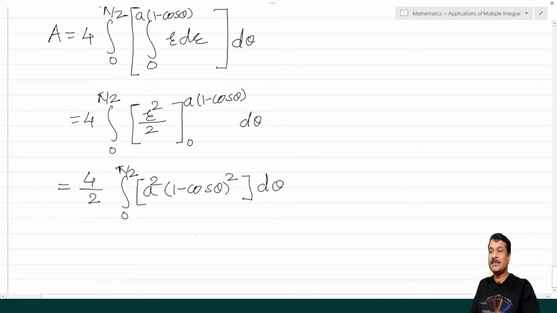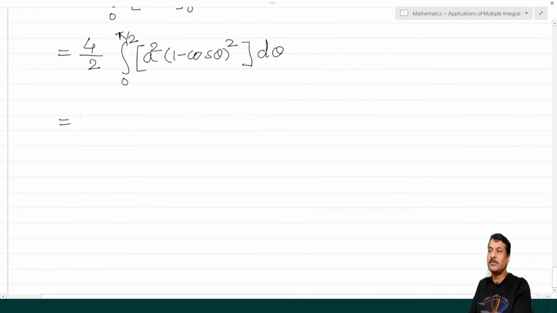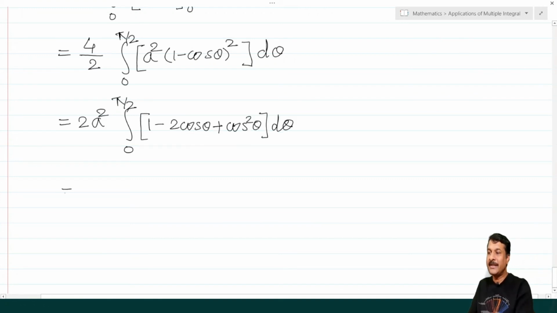So a² is a constant, you take it outside. I am getting 2a² times the integration from 0 to π/2 of (1 − 2 cos θ + cos² θ) dθ. So integrate it. What is the integration of 1? It is θ, minus 2 cos θ: the 2 stays as it is, and the integration of cos θ is sin θ, with limit 0 to π/2.